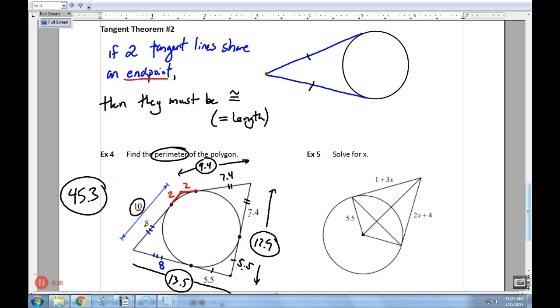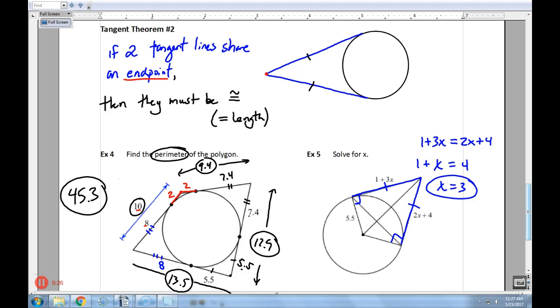All right, number 5, let's solve for x. So since these two lines right here, that's a tangent and that's a tangent, a couple things I know that it's 90 degrees with the radius, so it's actually a 90-degree kite here, but I do know that this equals this, so I can use my algebra and I can say 1 plus 3x has to equal 2x plus 4, and solving it, subtract 2x from both sides. I get 1 plus x equals 4, minus the 1 from both sides, and we find out that x equals 3.